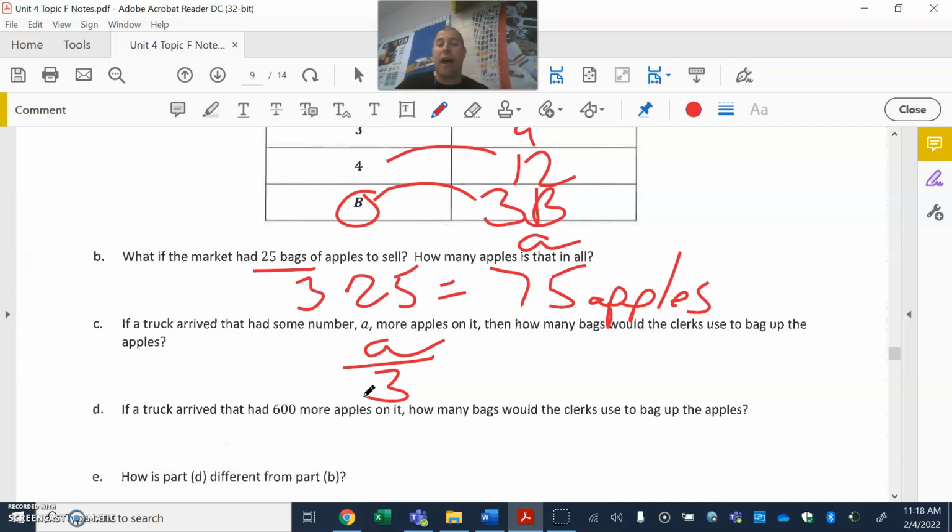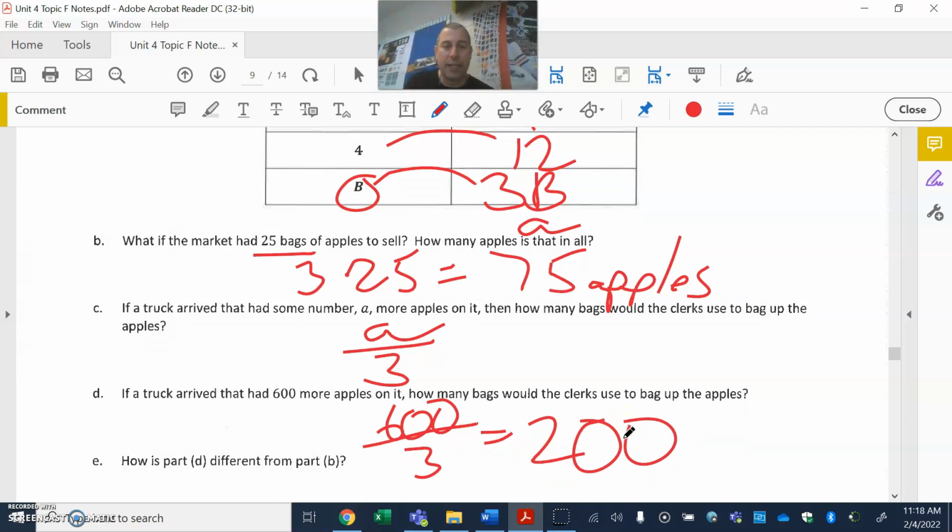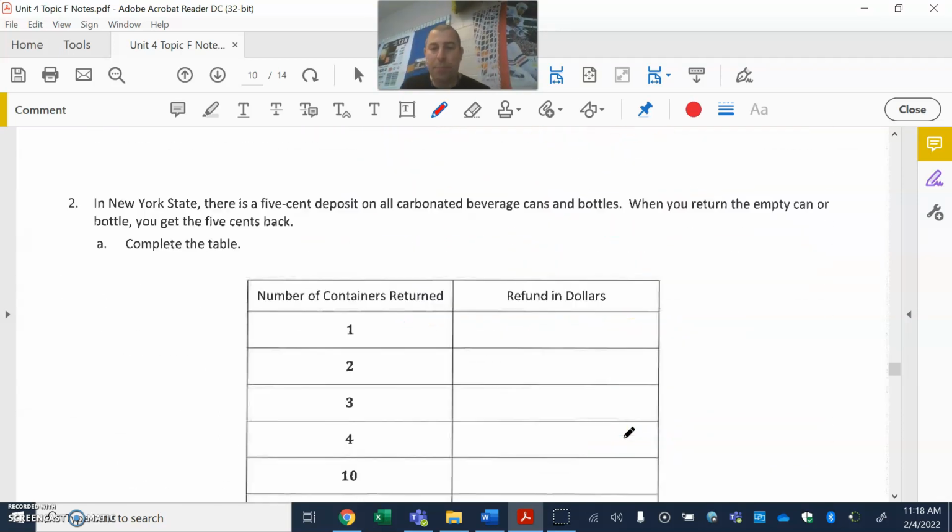All right, so if a truck arrived with 600 more apples on it, 600 apples. Well, again, if we're on that apple side, to get to the bag side, we are dividing by 3. That's what your expression says. Take the apples and divide it by 3. That'll tell you how many bags you've got. So 600 divided by 3. 6 divided by 3 is 2. Slap those 2 zeros on. Hello, 200.